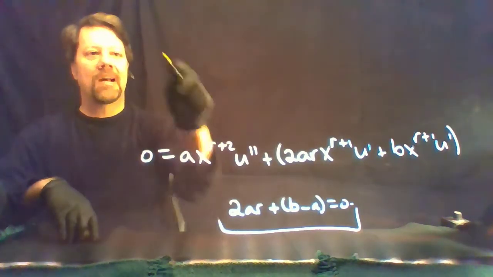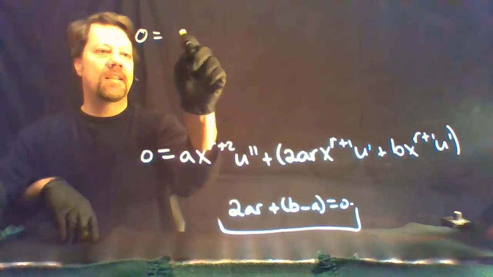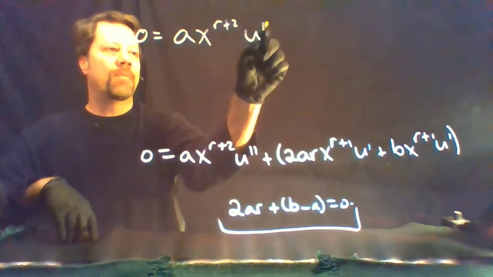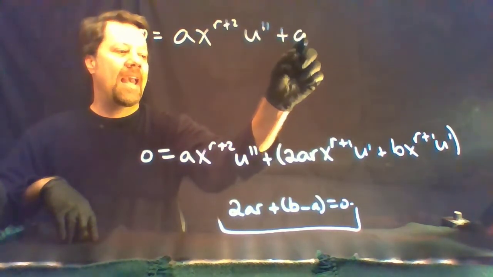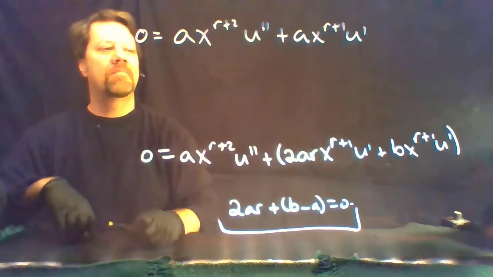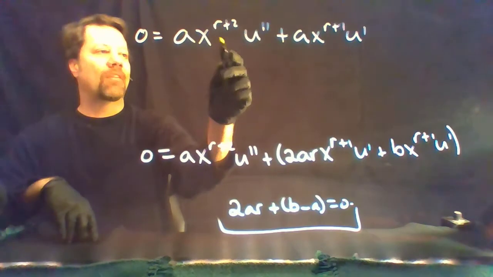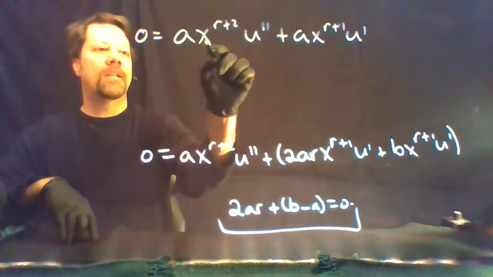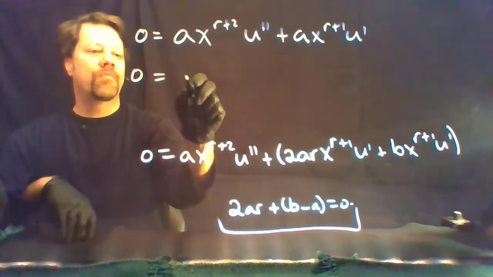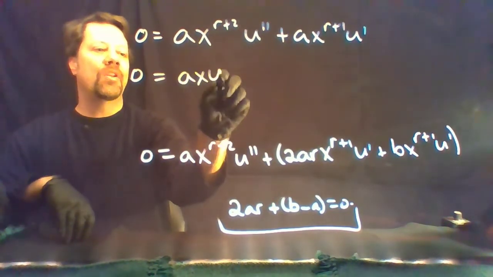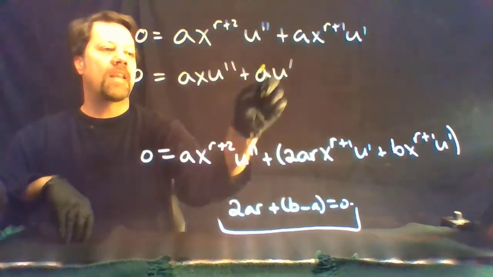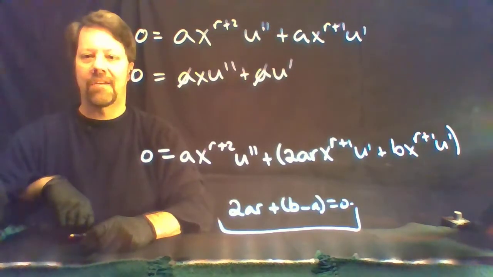These equations imply that 0 is a x to the r plus 2 u double prime plus a x to the power r plus 1 u prime. Note that we can factor out x to the power r plus 1, just leaving 0 equals ax u double prime plus a u prime. The a also cancels off.